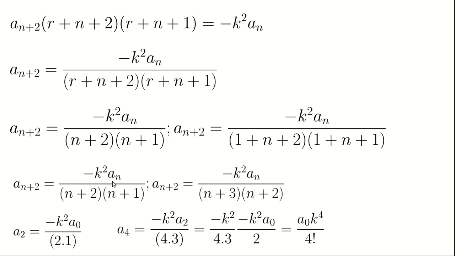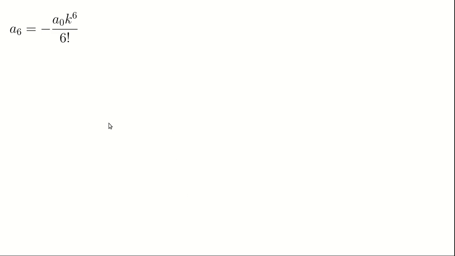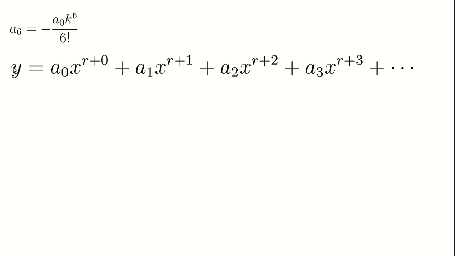So for a4, when you put 2 here, here will be 4, because 2 plus 2 is 4, 2 plus 1 is 3, then a2. Well, we already know our a2 to be this expression, so if you substitute, you get a0 k raised to 4 all over 4 factorial. So you can also do for a6, and that gives us this one, a6. You can confirm that.